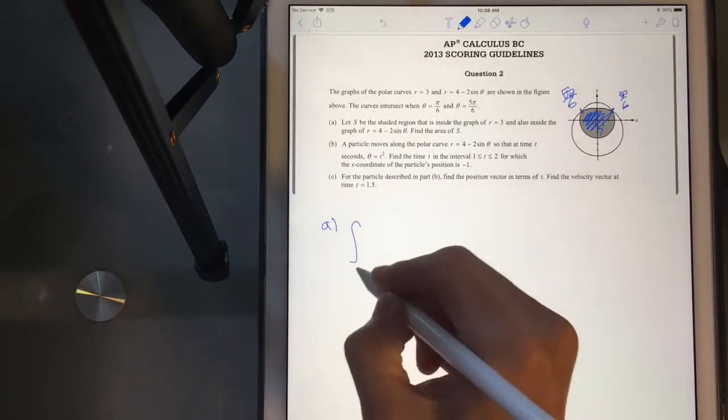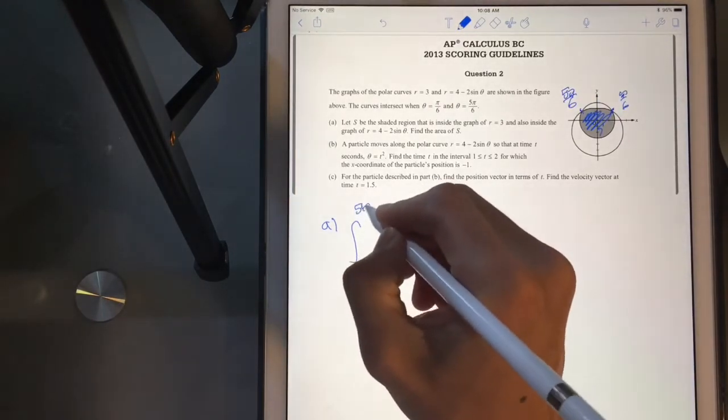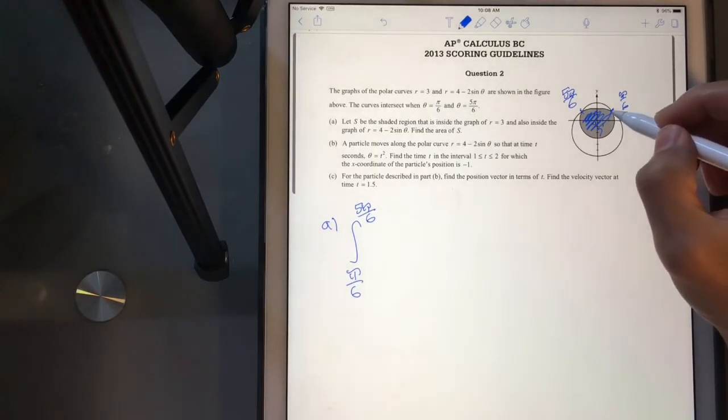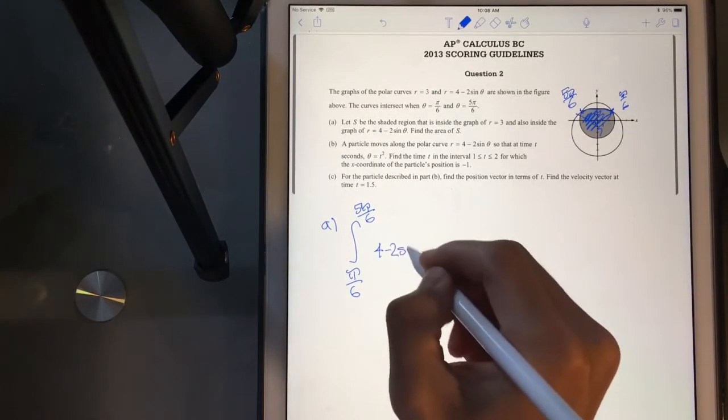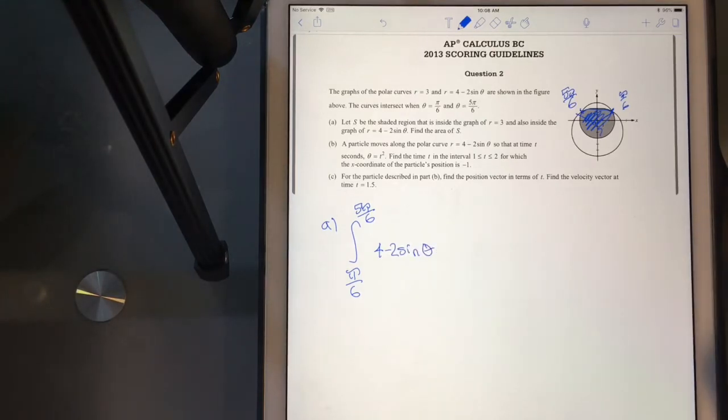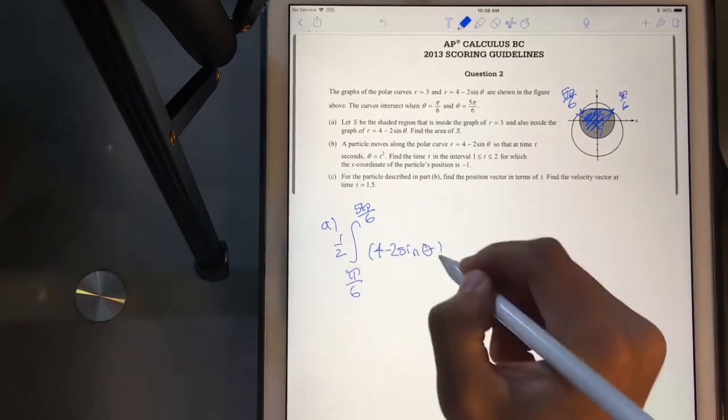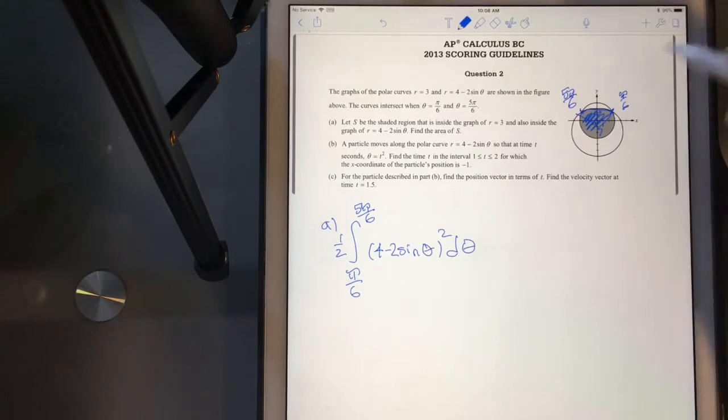So we can go from pi over 6 to 5 pi over 6 of which graph? So you see this one here. So it's going to be the 4 minus 2 sine theta. Now, for the area of a polar graph, you gotta do 1/2 and square this. Don't forget d theta. Now that's just this area here.